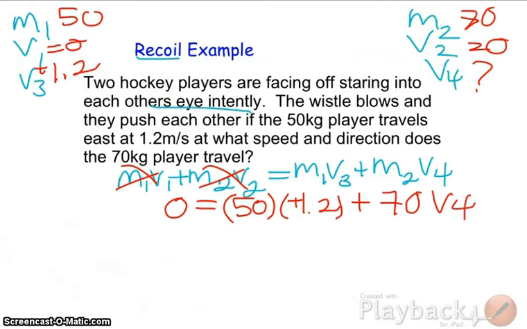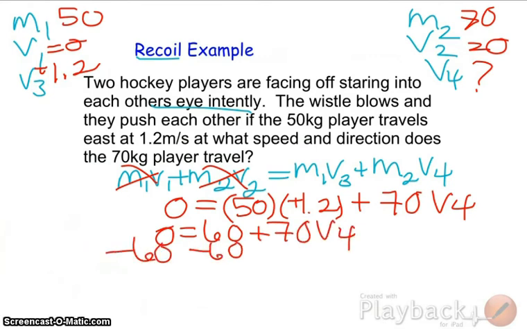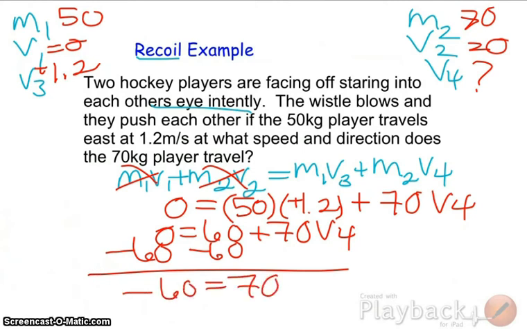So we get 50 times 1.2 equals 60. So 0 equals 60 plus 70 V4. Subtract 60 from both sides. Negative 60 equals 70 V4. Well, 60 divided by 70, as we know, is 0.86. So V4 equals negative 0.86.